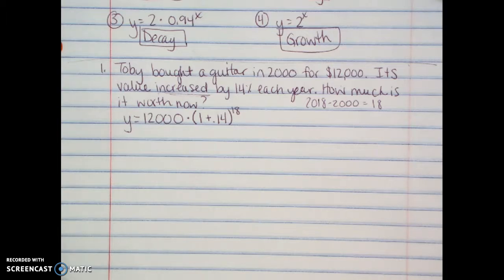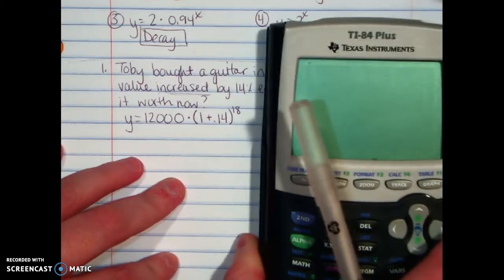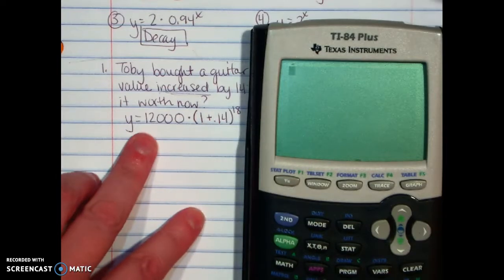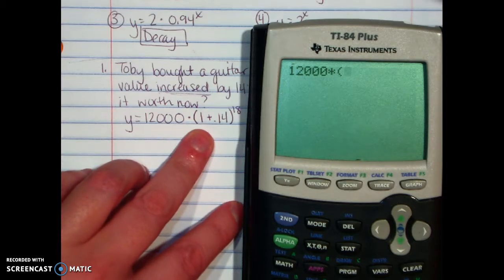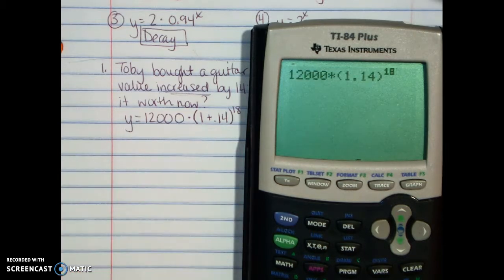Okay, in your calculator, you can go ahead and type this. 12,000 times, you can either put 1 plus 0.14 or just 1.14 to the 18th power. So yours should look exactly like that.